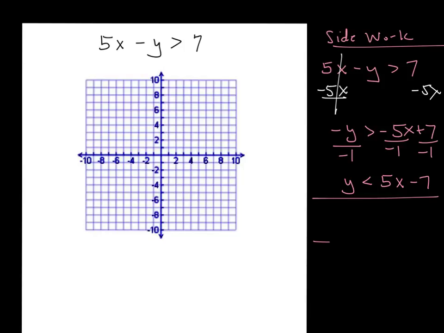So now I go to my next step. My next step is the side: up, down, solid or not. So I notice this says y is less than. So that means it's down. And it also indicates that it's not equal to. So it's a dashed line, with open circles. So my last step from here is to get some points.